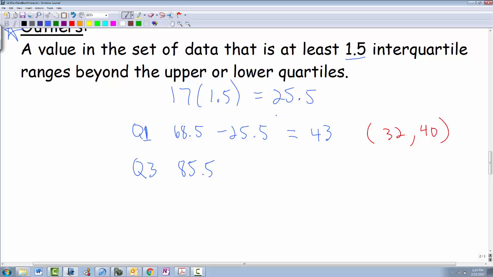85.5. What do I have to do with this 25.5 in order to find an outlier on the other end? Add it. You want to see if someone's greater than that. Now, in this case, what do we get? 111? Is there any grade greater than 111? No. But how could this happen?